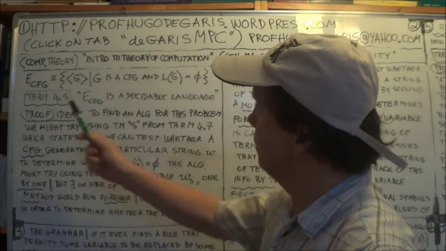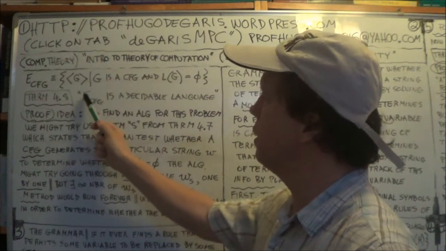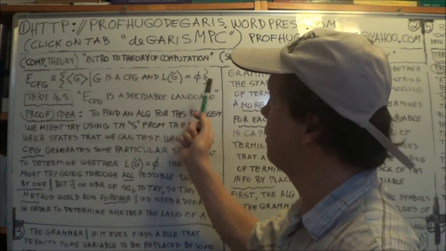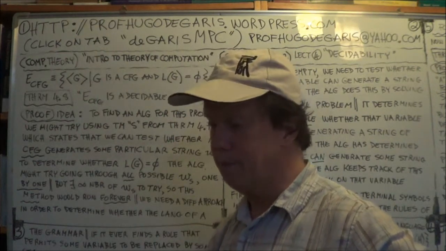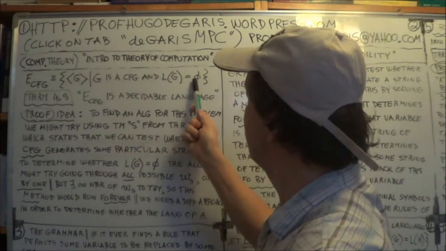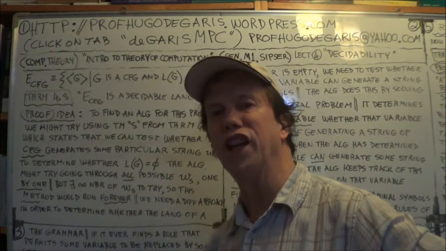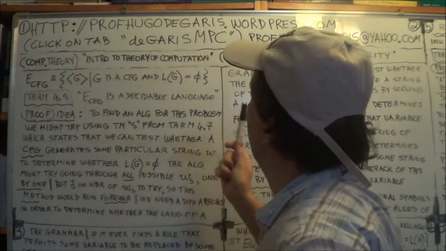All right. So theorem 4.8, and this language E, CFG, E for empty. Let's talk about the empty string. Be careful, the empty set. Different things. Subtle difference. But this is a set with nothing in it. Philosophical questions abound.